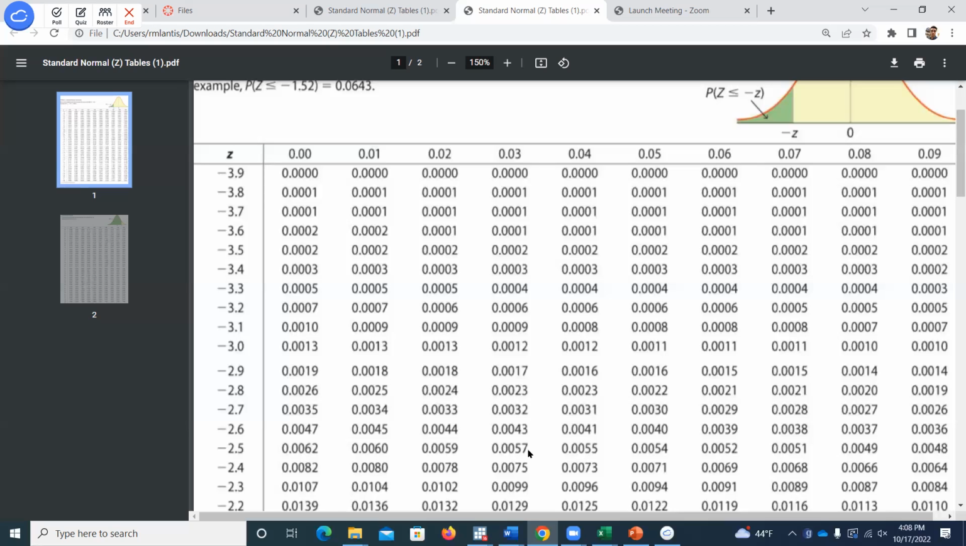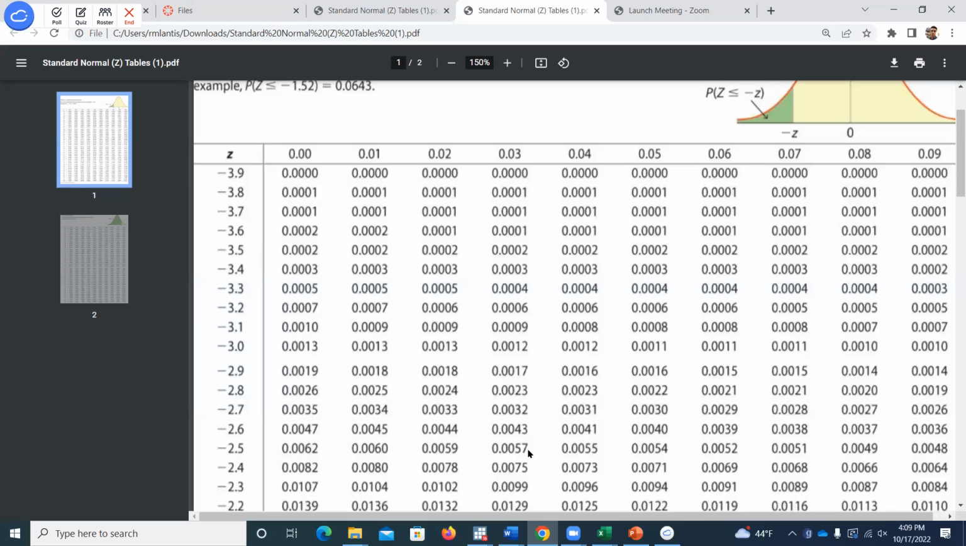0.0057. So if I want the probability of seeing that Z score or anything above it, what is the only other thing that I have to do? Remember, the area under this curve is always one. So if I know this is 0.0057, this area has to be one minus that. So anytime we wonder the probability of being greater than a certain value, it's just one added step, right? You look the probability up in the table, but then you have one more step, which is you have to subtract it from one.